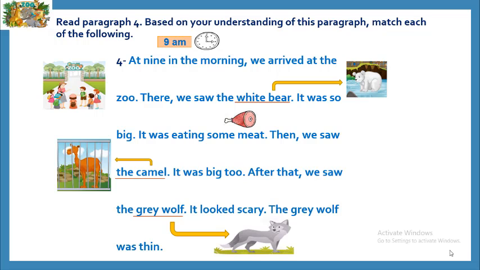At 9 in the morning, we arrived at the zoo. There we saw the white bear. It was so big. It was eating some meat. Then we saw the camel. It was big too. After that, we saw the gray wolf. It looked scary. The gray wolf was thin.